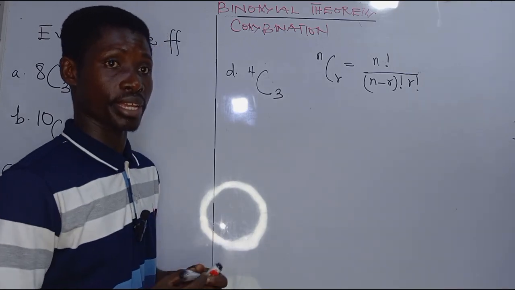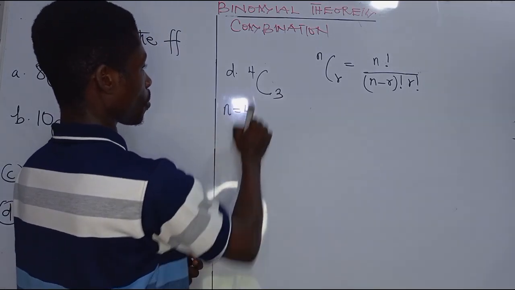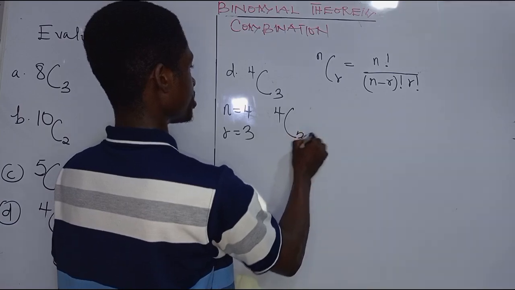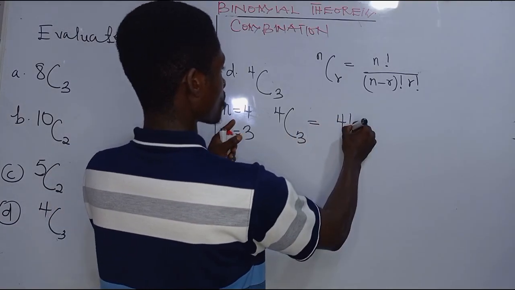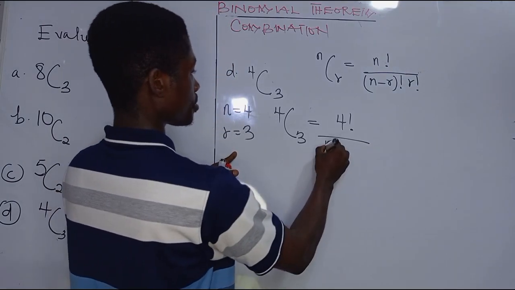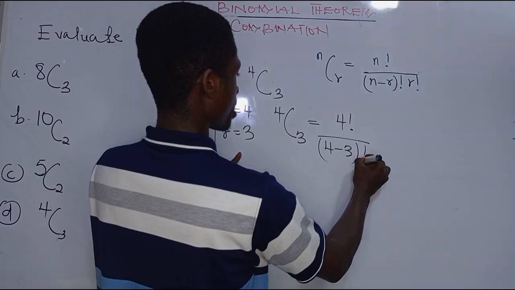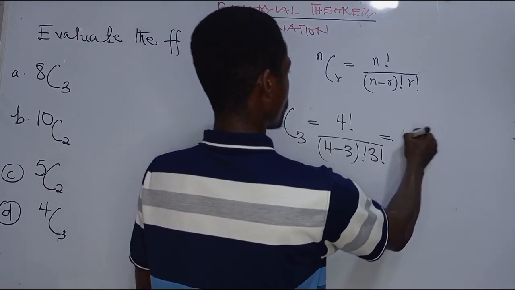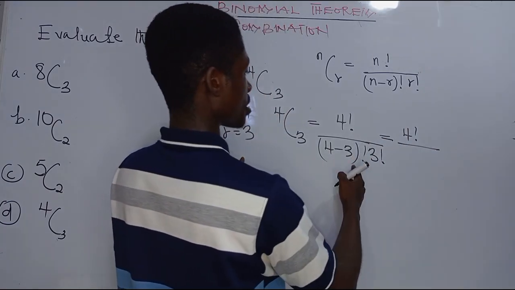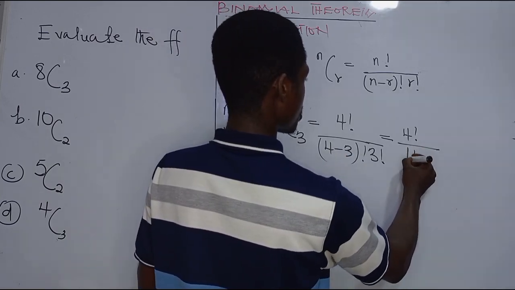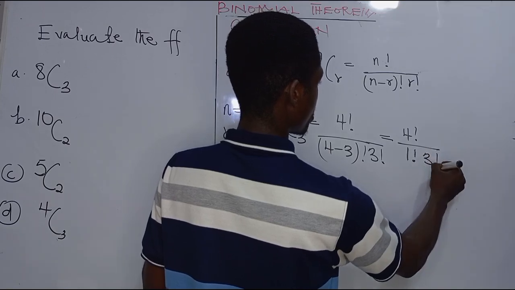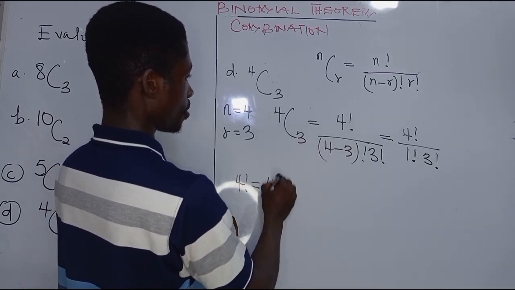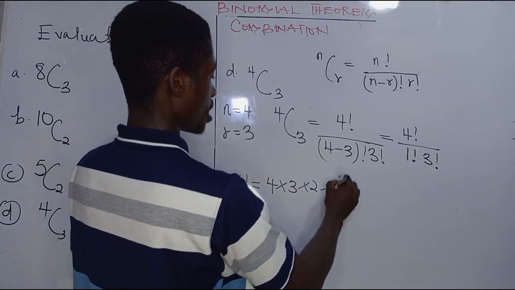So we have 4 combination 3. From this, our n is equal to 4. Our r is equal to 3. Therefore, 4 combination 3 is equal to 4 factorial all over 4 minus 3 all factorial multiplying 3 factorial. We have 4 factorial all over, 4 minus 3 will give us 1 factorial multiplying 3 factorial. And we know that 4 factorial is the same as 4 times 3 times 2 times 1.